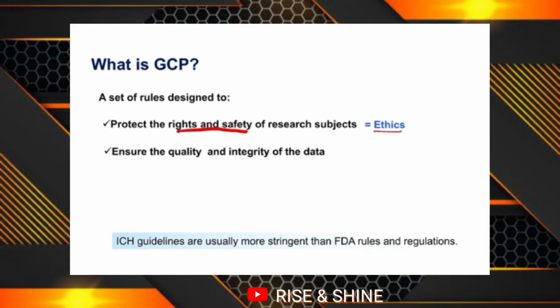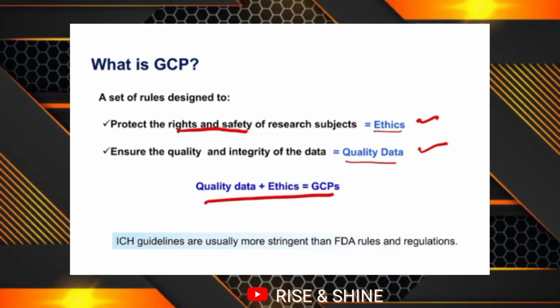Another thing is all the research that you are doing: can you trust that data? Are you doing it in a fair way? Okay, your intentions are very good, you want to help humans, right? But how about the data that you are collecting in a trial? Is it trustworthy? That is known as quality data. So now combine these two things, ethics and quality data, and that is your GCP. This is a simple equation you can remember: quality data plus ethics is your GCP.